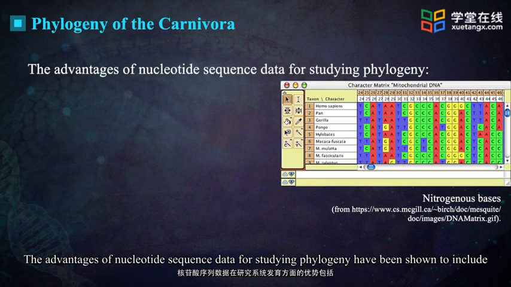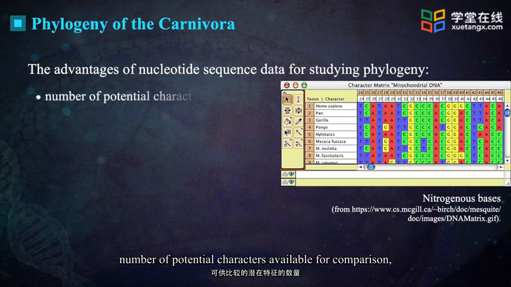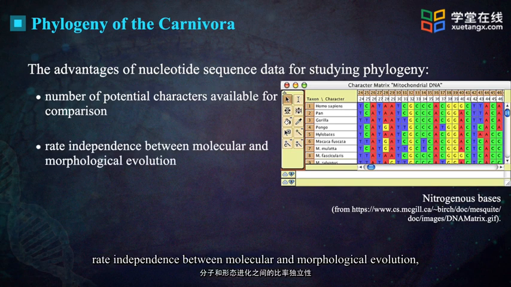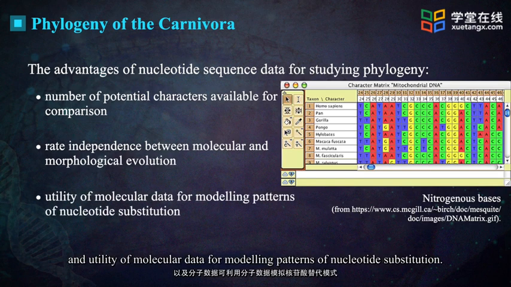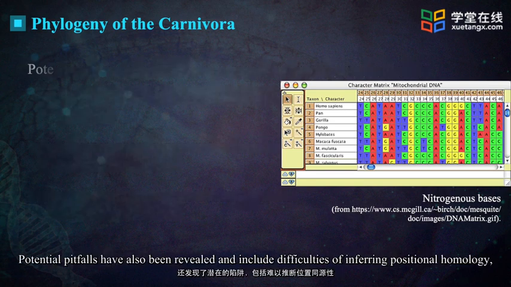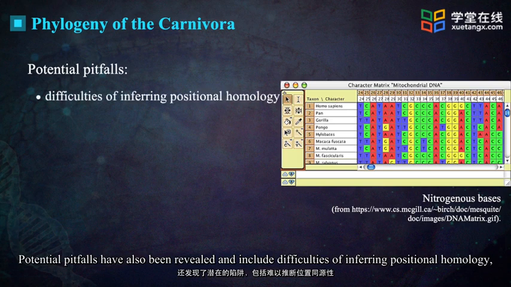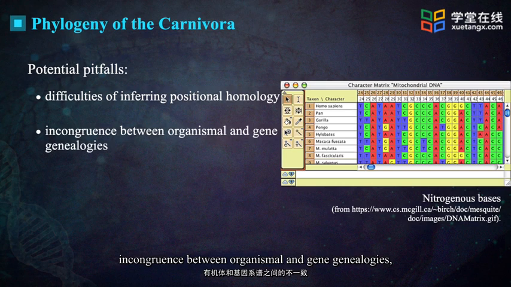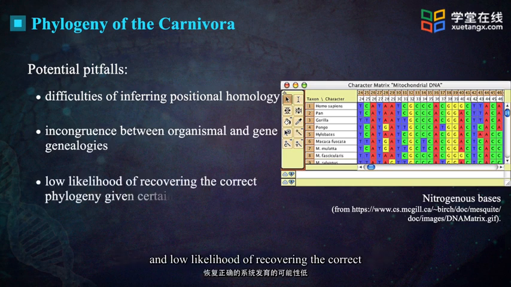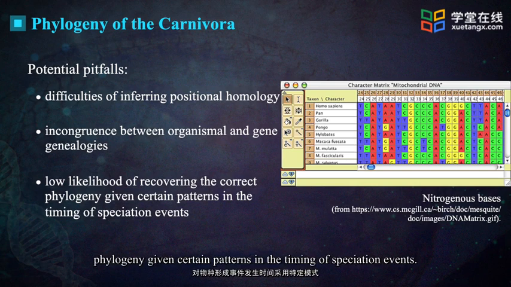The advantages of nucleotide sequence data for studying phylogeny have been shown to include a number of potential characters available for comparison, rate independence between molecular and morphological evolution, and utility of molecular data for modeling patterns of nucleotide substitution. Potential pitfalls have been revealed and include difficulties of inferring positional homology, incongruence between organismal and gene genealogies, and low likelihood of recovering the correct phylogeny given certain patterns in the timing of speciation events.